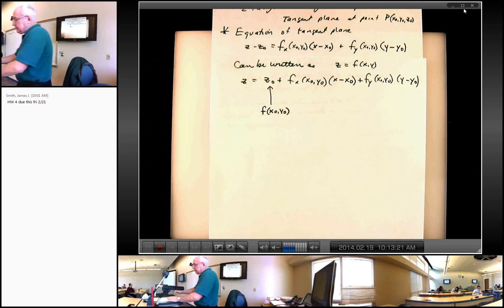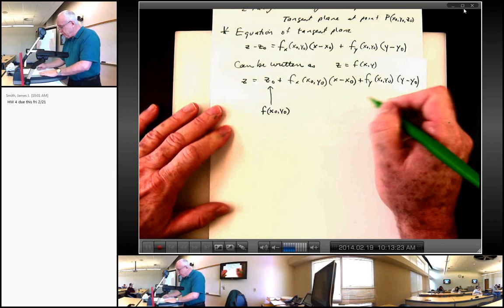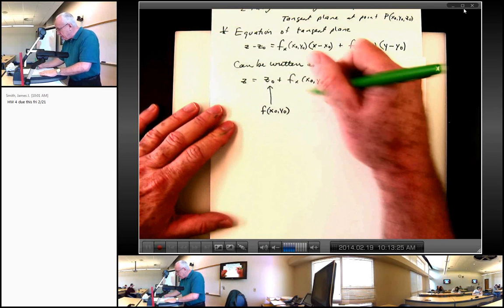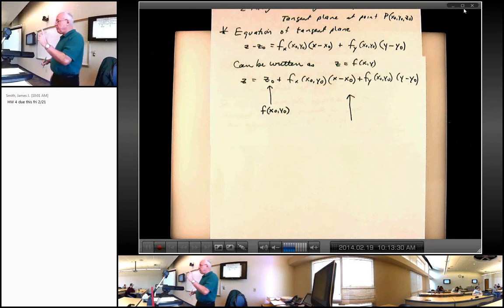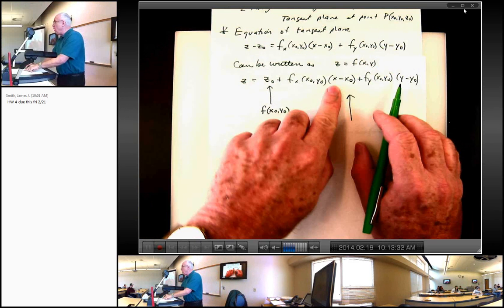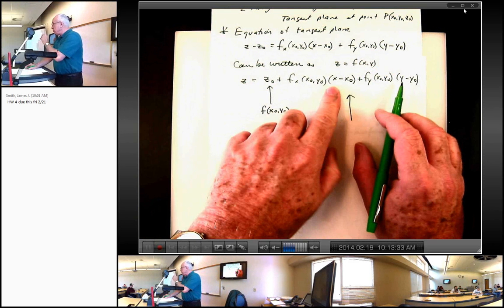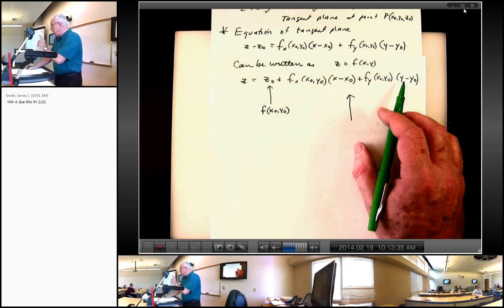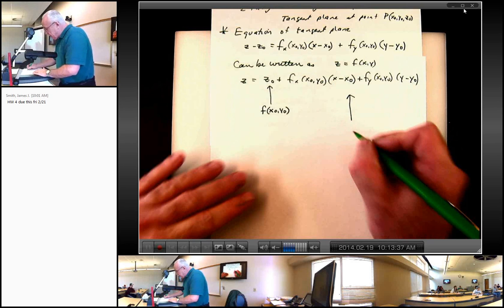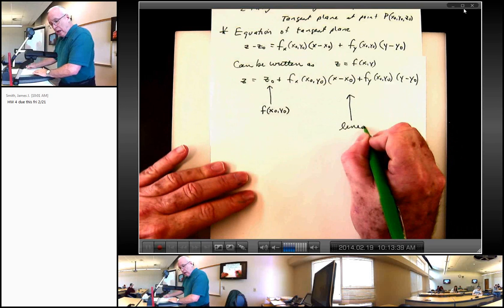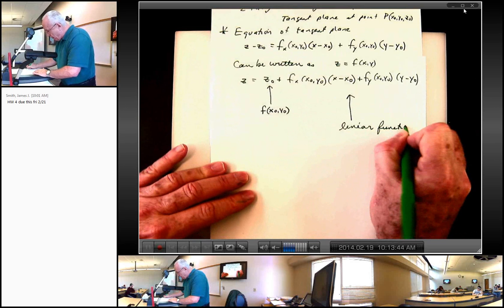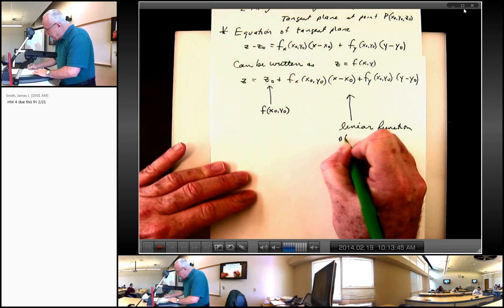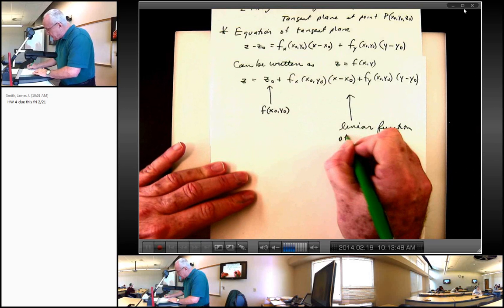Now, this right over here is a linear function. It's linear because we have x and y, but they're only being raised to the first power. So therefore, this is a linear function of the variables x and y.